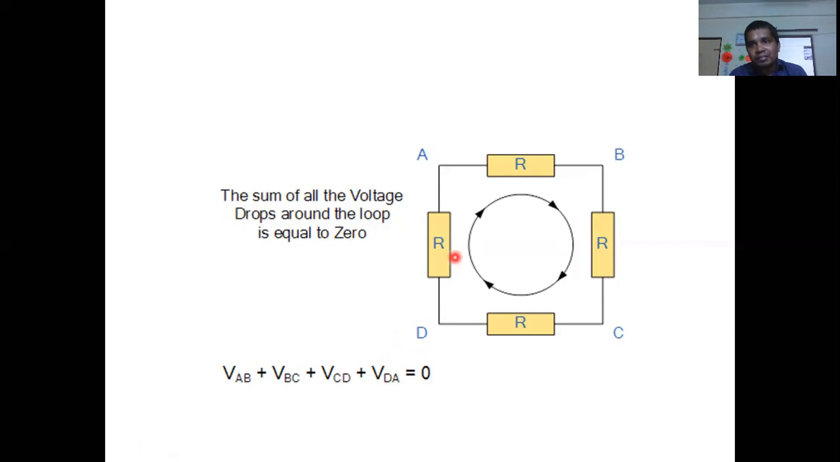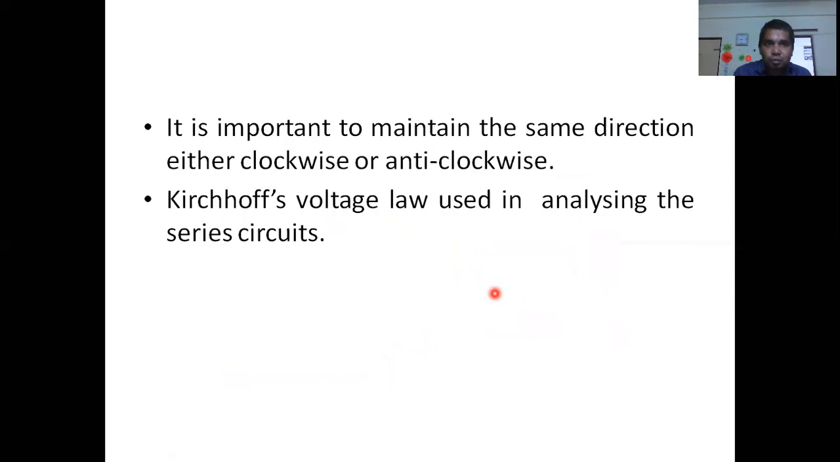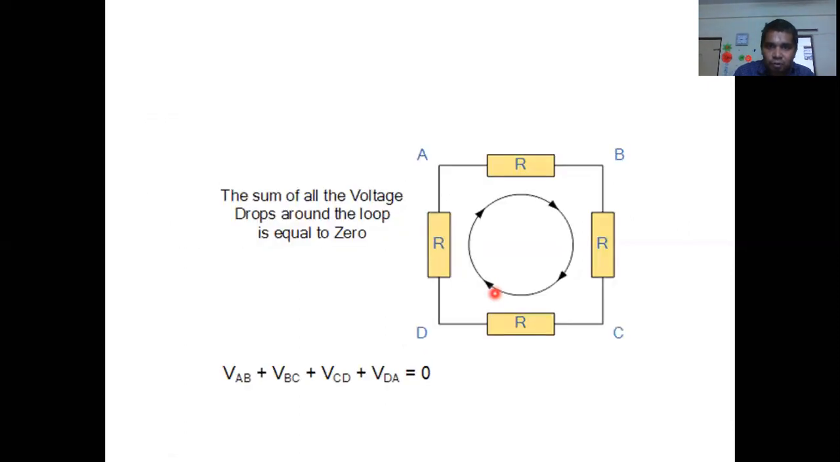So Kirchhoff's voltage law says that in a closed path or closed loop, the algebraic sum of potentials present in the loop must be 0, right? It is important to maintain the same direction, either clockwise or anti-clockwise. What does that mean? Suppose you take the direction in this way, then the entire circuit uses the same direction.